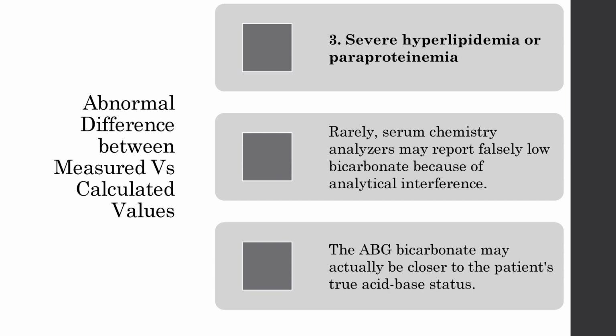Number 3. Severe hyperlipidemia or paraproteinemia. Rarely, serum chemistry analyzers may report falsely low bicarbonate because of analytical interference in these situations. The ABG bicarbonate may actually be closer to the patient's true acid-base status.